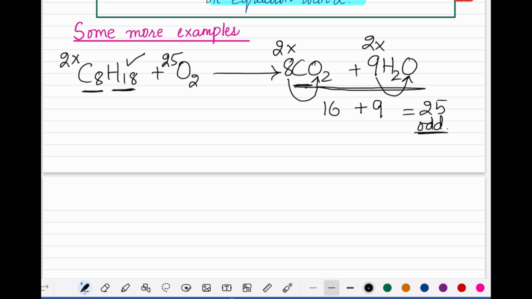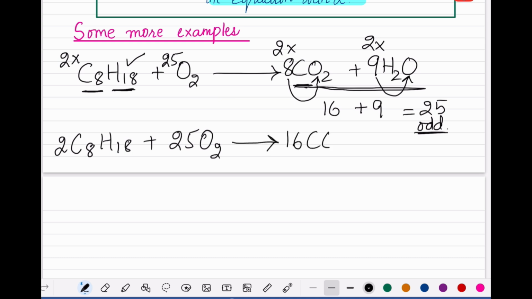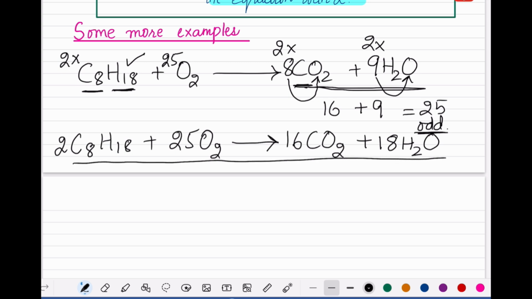Now I will write down the final balanced equation. It will become 2C8H18 plus 25 molecules of oxygen. They form 16 volumes of carbon dioxide with 2 into 9, 18 volumes of water vapors. So this is the balanced chemical equation for the complete combustion of octane.